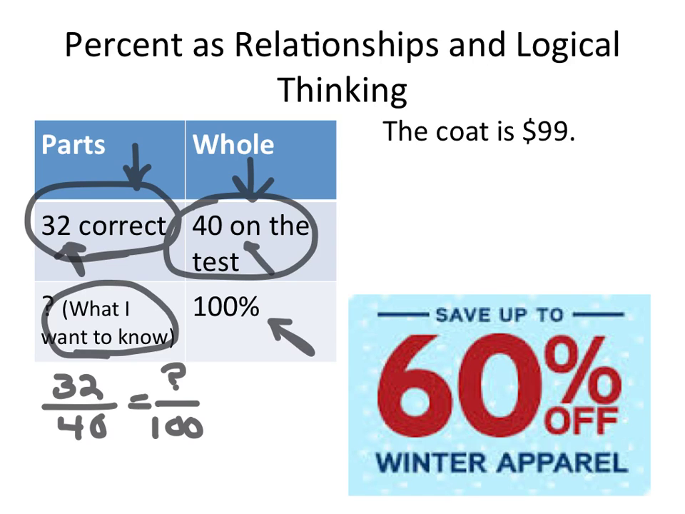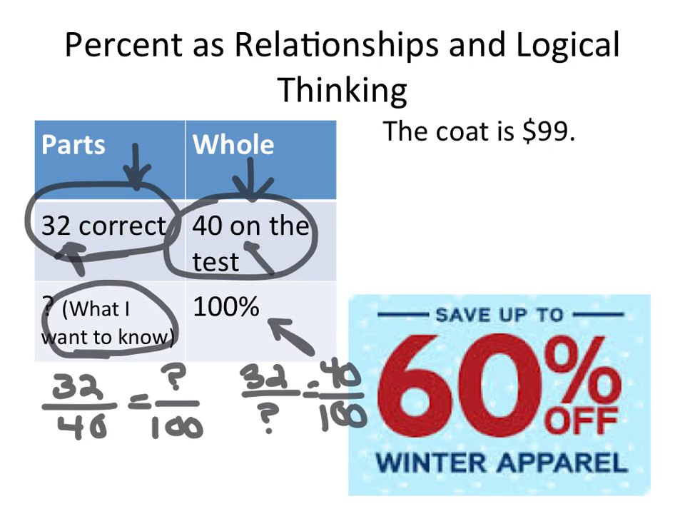Or I could set it up this way. I could say the part that I got right over the part that's the percent is the whole on my test over the whole percent. As long as I set up things in ways that are logical, part to part, whole to whole, part on the test, part to percent, to the whole of the test, to the whole of the percent, or any other way, my relationship is going to be correct, and I can solve to find the answer.